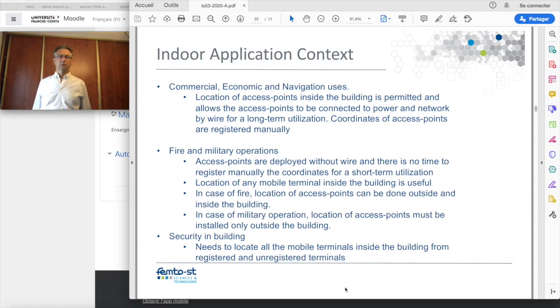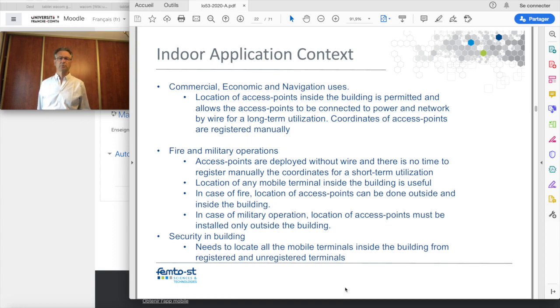So now let's have some information about indoor location applications. Under this context, I can define three contexts of application. The first one is commercial and economic application. Then fire and military operation, and security in the buildings.